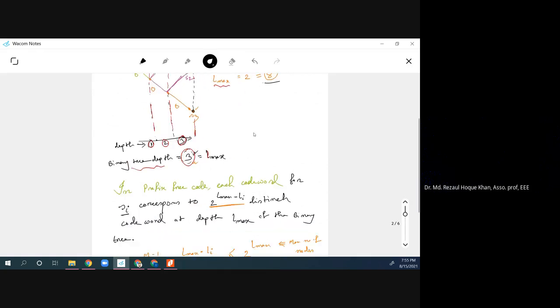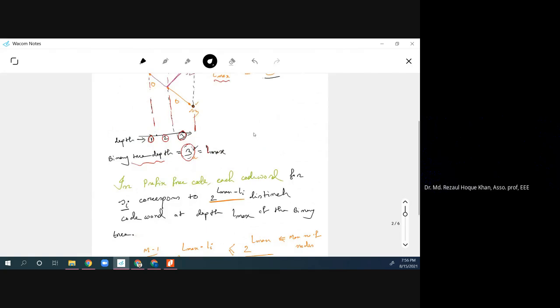So in a prefix free code, each code word for Si, our alphabets 1, 2, 3, 4, 5, all corresponds to 2 to the power (L max minus Li) distinct code words at depth L max of the binary tree. In plain words, for a prefix free code, this represents the maximum number of distinct code words at a depth of this L max. For our case, this will be our number of distinct code words, and this will be our maximum length.